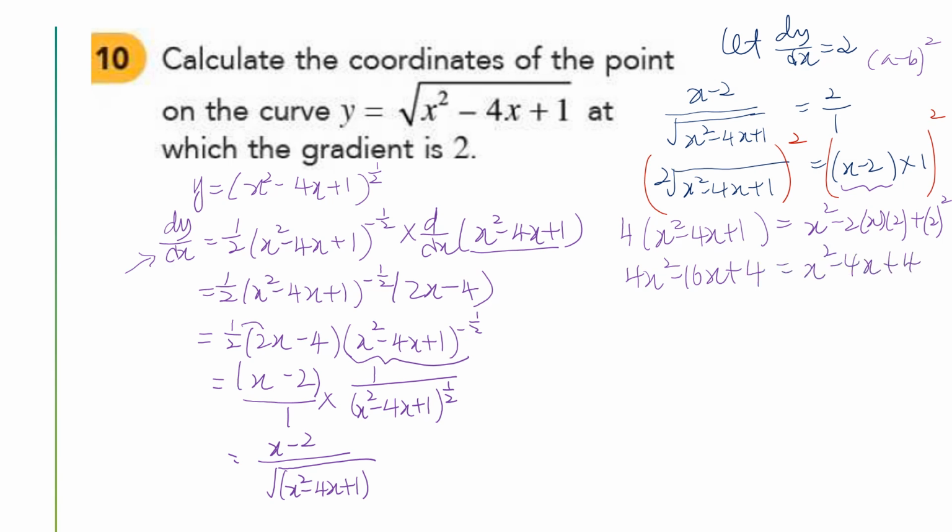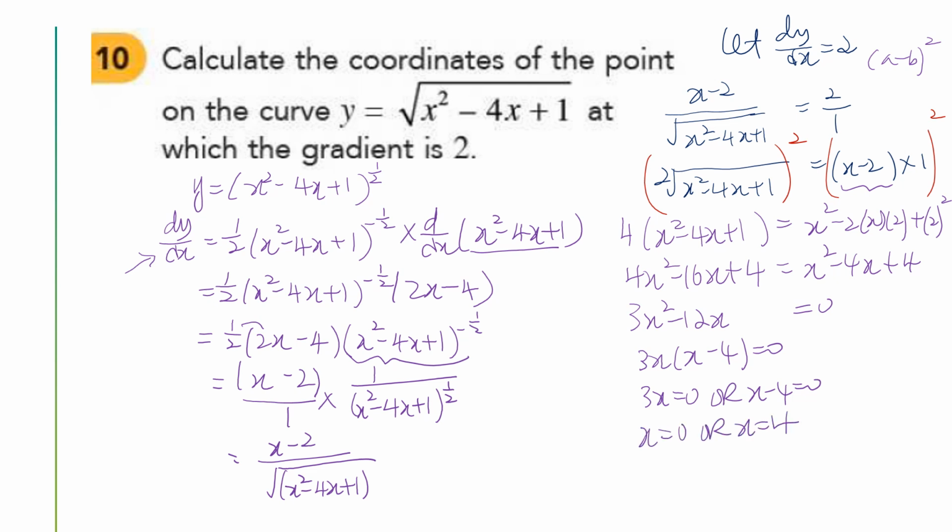Bring everything to the left hand side, you will get 3x squared minus 12x. 4 minus 4 is 0. Alright, so take out your common factor 3x. So we're saying 3x is equals to 0, or x minus 4 equals to 0. So x is equals to 0, or x is equals to 4. Right. Okay, one of them is rejected. Alright. Earlier on I mentioned that when you square something, you'll be introducing some erroneous answer.